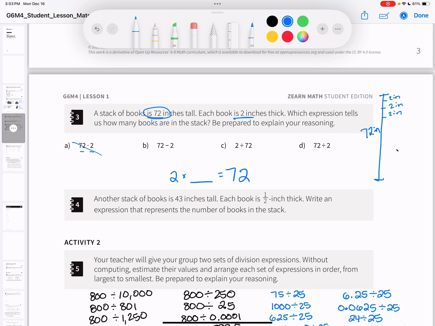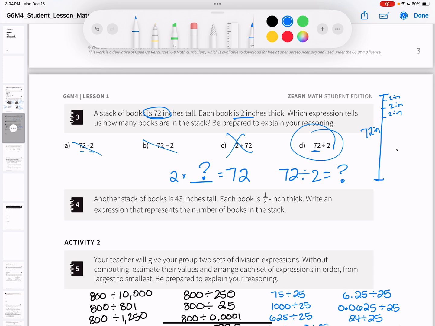72 minus 2, why would we just minus 2? We would have to minus 2 over and over and over again. So that doesn't work. 2 divided by 72, are we taking 2 inches and cutting it into 72 little pieces? No, so that doesn't work. Are we taking 72 and cutting it into 2-inch pieces? Yes. So that's this one. Because if we rearrange this, to find this one, we could do 72 divided by 2, and that will get us what we're missing.